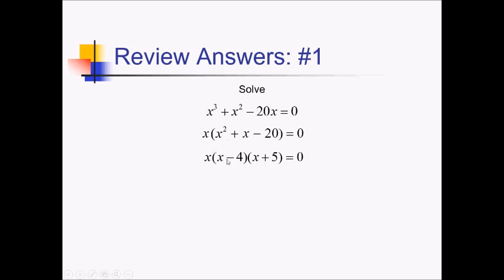And now setting each of my three factors equal to 0 and solving, I see for this first factor that x equals 0. And then 4 will zero out that second factor, and then negative 5 the last factor.